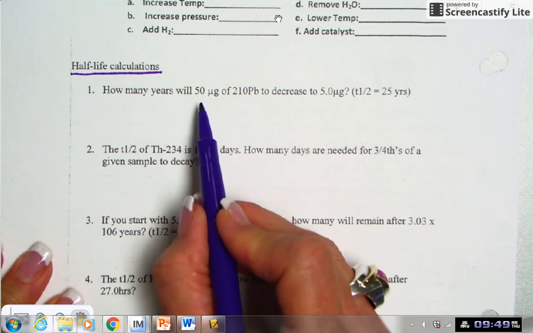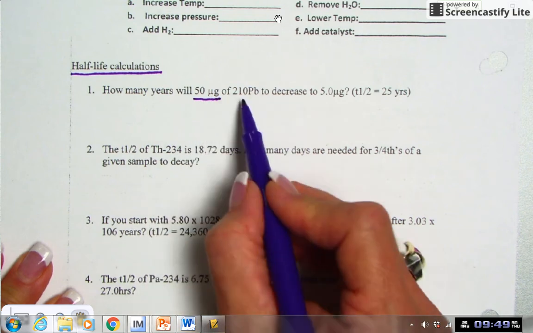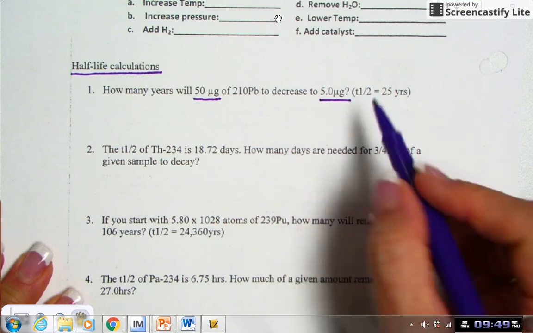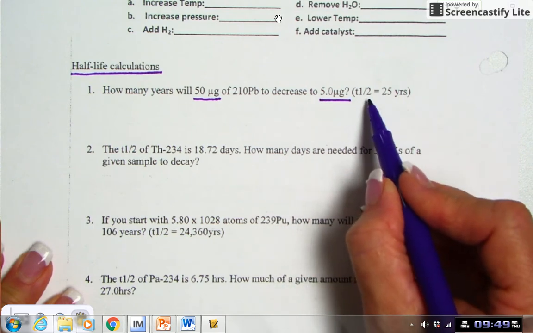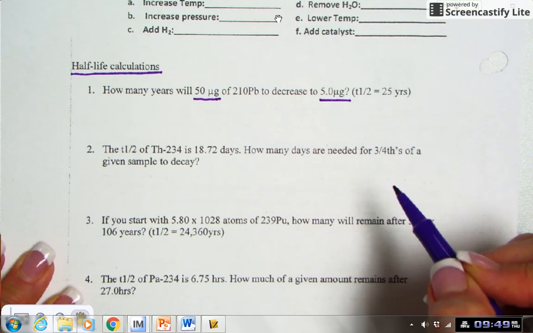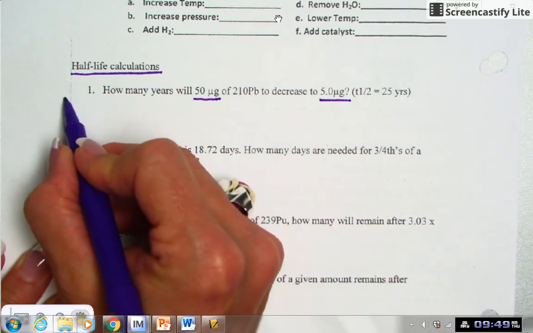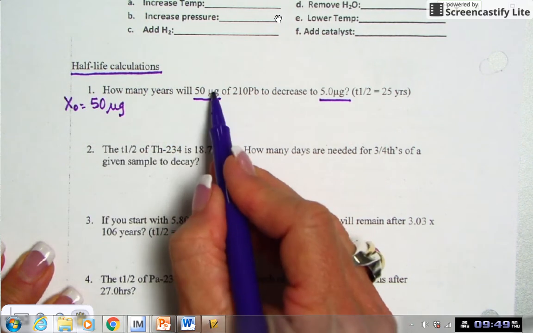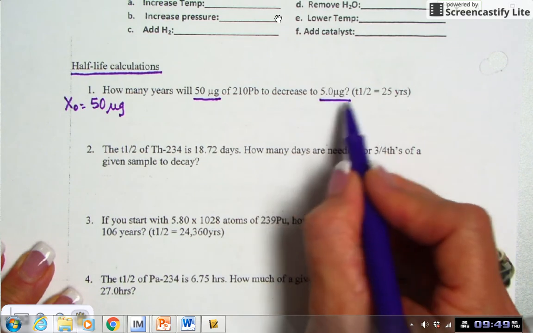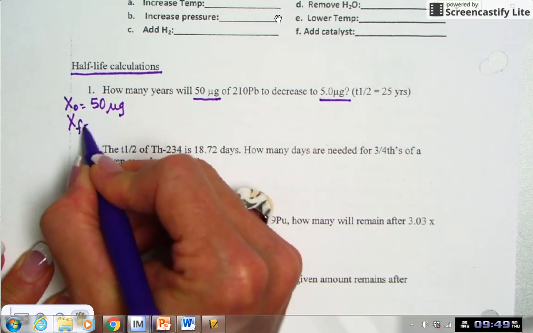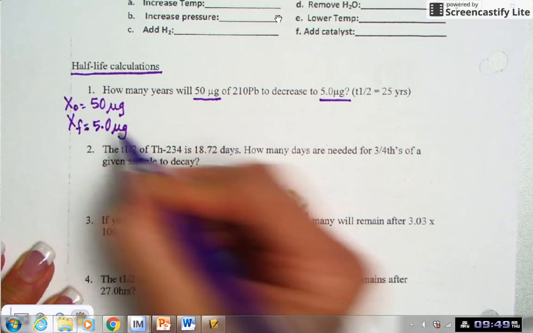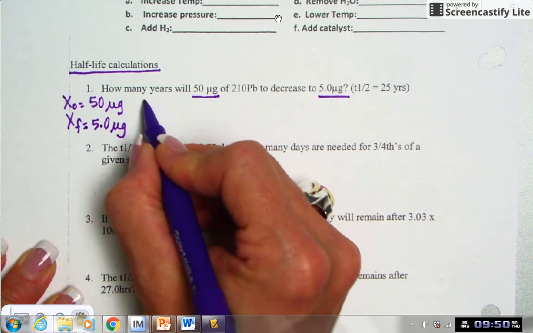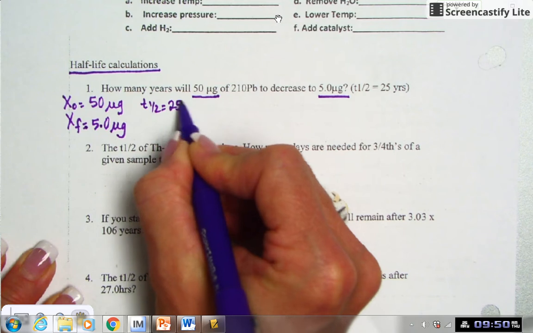So it says, how many years will 50 micrograms of lead-210 decrease to 5 micrograms? And they're telling you the half-life of this lead-210 is 25 years. I'm going to label some things here. So x initial is 50 micrograms. That's how much you started with. It's decreasing to 5 micrograms. So that's going to be your x sub f, 5.0 micrograms. And they also tell you that the half-life is 25 years. So T1/2 is 25 years.